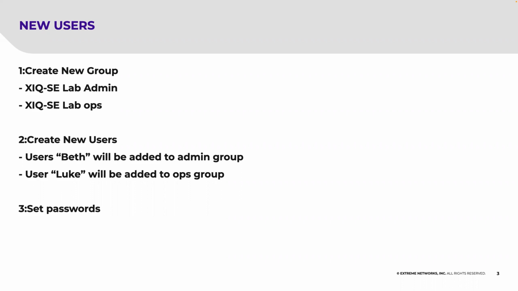In this example, we're going to create 2 groups called Lab Admin and Lab Ops. And then we're going to create a user named Beth, who will be added to the admin group, and then a user named Luke, who will be added to the ops group. And then we will set passwords for those 2 new users.